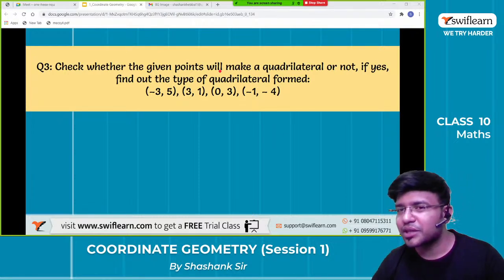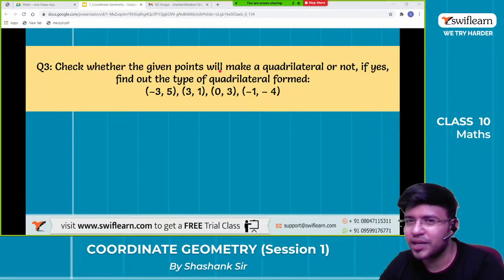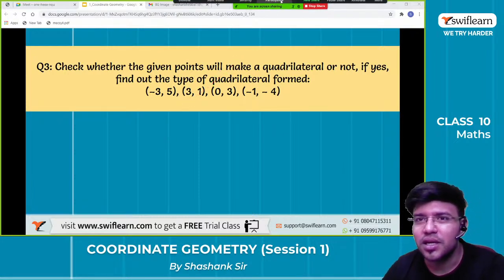What is the next question asked? Will the following points make a quadrilateral or a knot? And find out what type of quadrilateral it will make. So check out the distance. Two things we can do here. We can plot the points in the graph and check whether it will make a quadrilateral or not, and also we can solve by finding the distance.